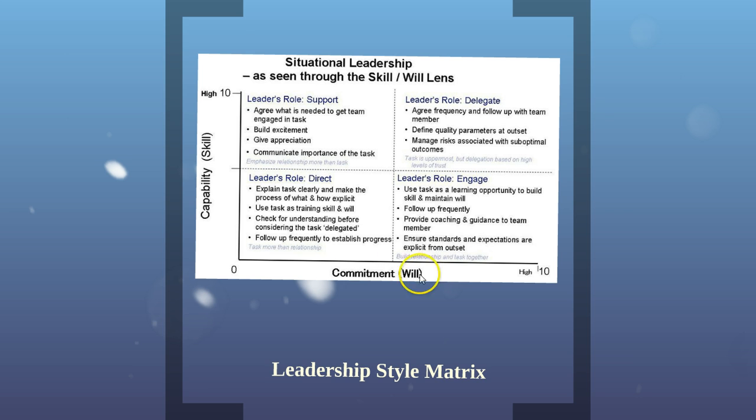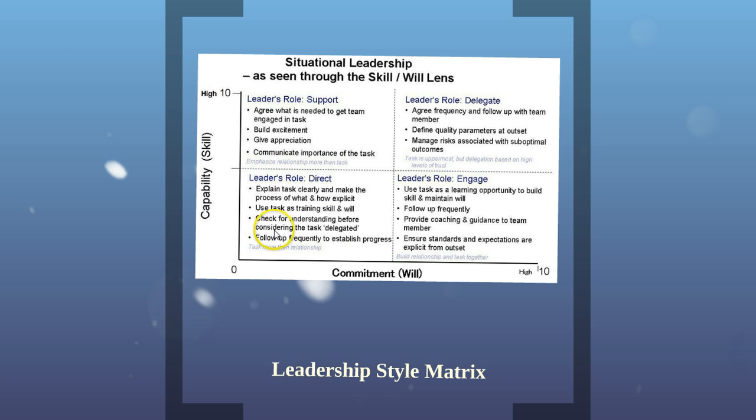It's understanding that, and you can see here on this scale we've got the X, which is the commitment and the will, here's the 0 and here's the 10 for the high, and then the Y on this particular one is the skill, which is 0 here and 10 the high.